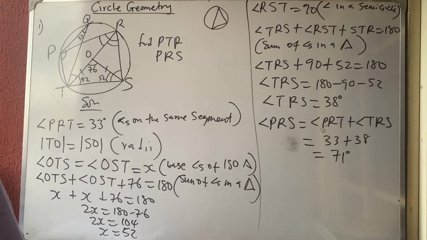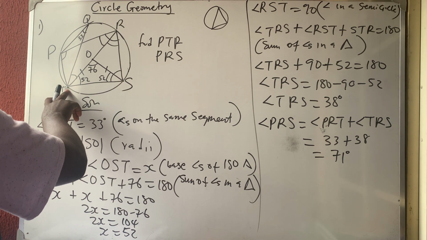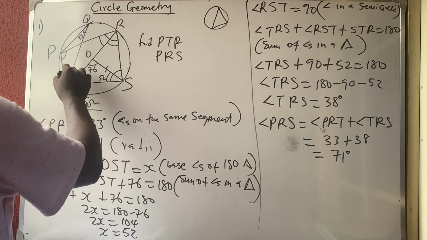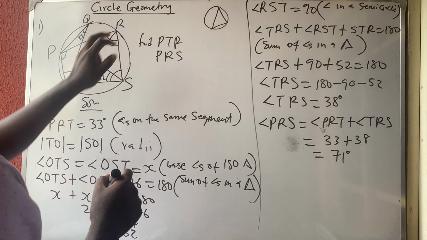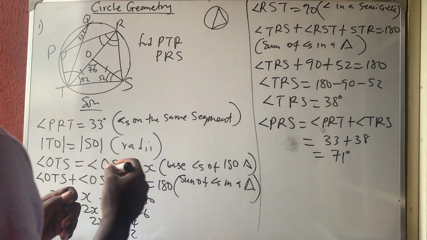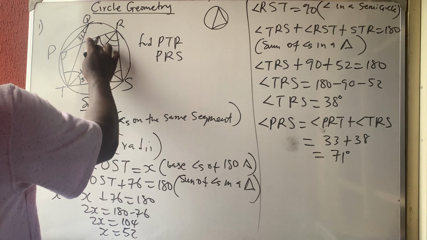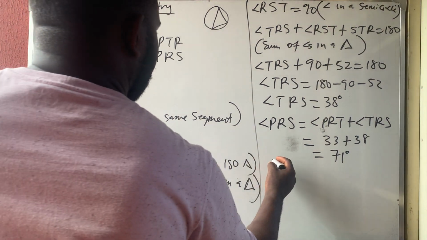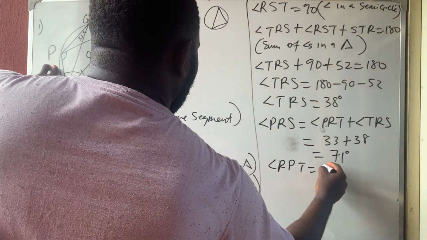Angle PTR. Okay, angle PTR, to get here is very simple now. So what do we do to get the PTR? We have gotten here already. We have gotten here to be 33, and here is 90. So we are going to tell them that angle RPT is equal to 90 degrees.